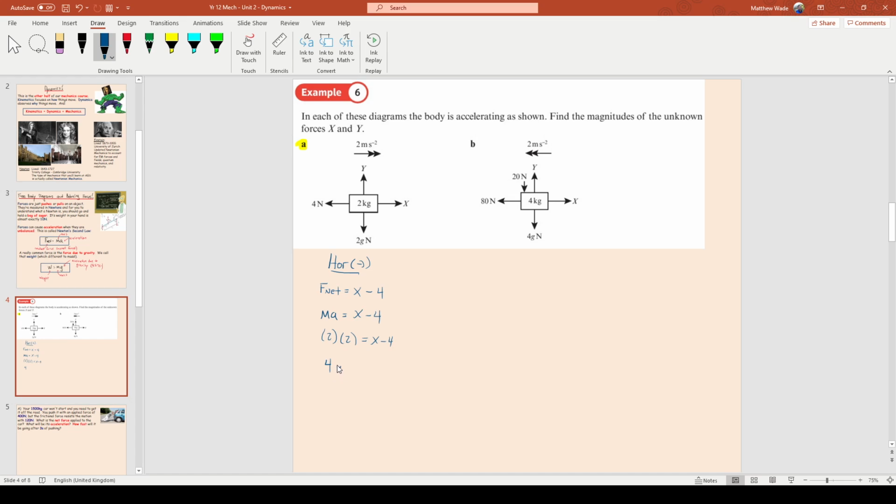Just for anyone who's confused, 2 times 2 is 4. X take 4. X then is equal to 8. Pop the unit back in, newtons. Can you see that it came out as positive? That means it's to the right, which is what we said it would be. So that's a result. Cool, so I got X.